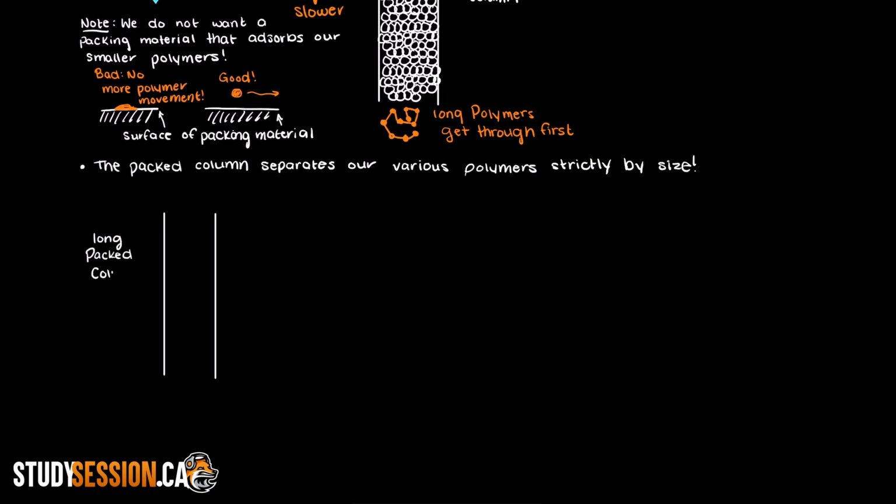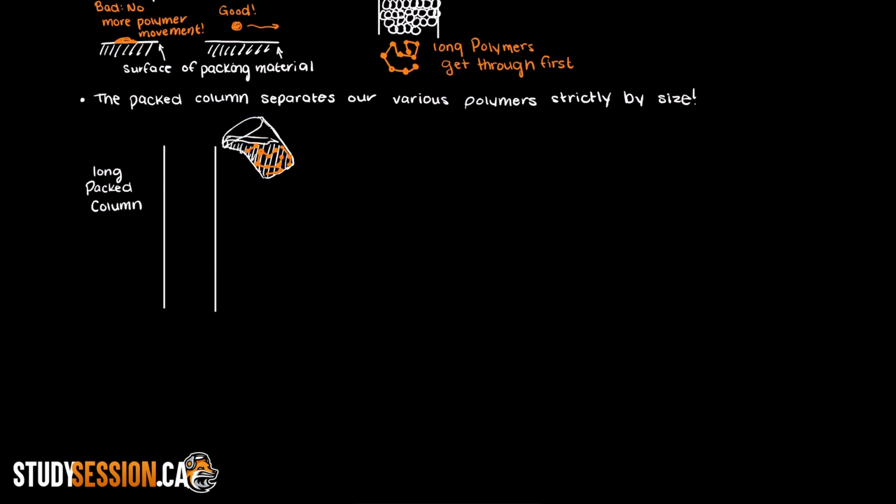So, let's say that we have a packed column like this. We are trying to evaluate the polydispersity of our newest polymer product. We know that there are going to be three main components of our product: a small polymer, a medium-sized polymer, and a large polymer. Well, we would take our polymer sample and add it to some solvent, and this allows it to flow through our column more easily.